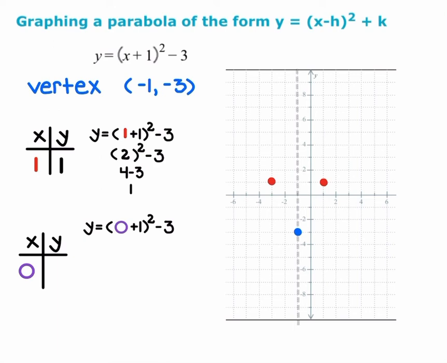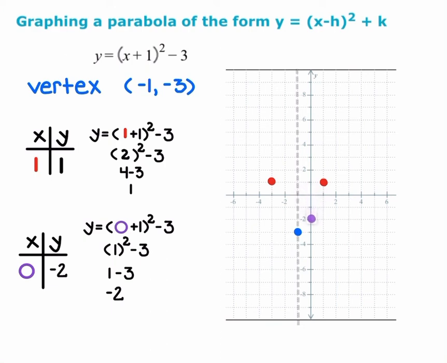Let's follow the order of operations, doing what's inside parentheses first. 0 + 1 is 1. Next, exponents. 1 squared is 1 times 1, which is 1. And finally, 1 minus 3 is -2. When x was 0, y is -2. So let's plot that point, right or left 0, down 2.